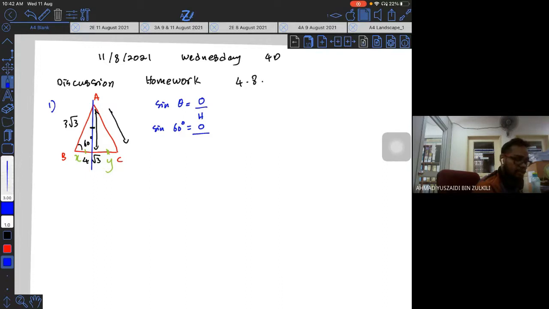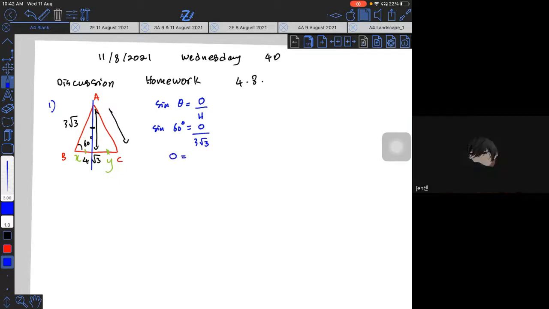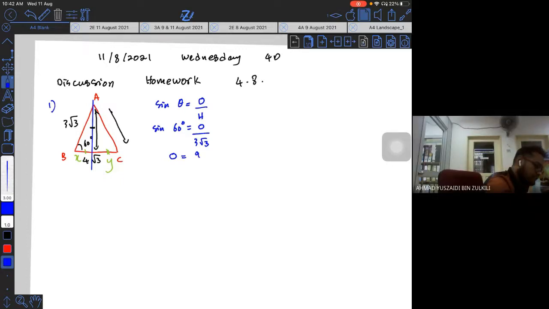So what is your hypotenuse? 3√3. Then you can find the height. Your opposite equals what? 4.5, or 9 over 2. Both are acceptable. So we get the height 4.5 or 9/2.